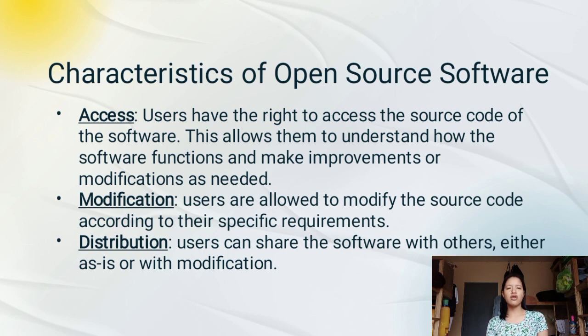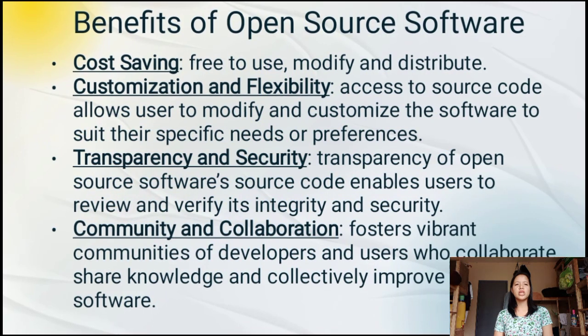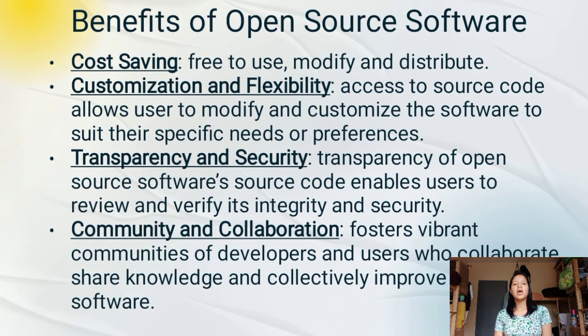And lastly, one of the key characteristics of open source software is distribution. Open source software can be freely distributed, meaning users can share the software with others either as it is or with modifications. This promotes widespread availability and encourages knowledge sharing. Open source software offers numerous benefits to individuals, organizations, and the wider software ecosystem. Here are some of the benefits.